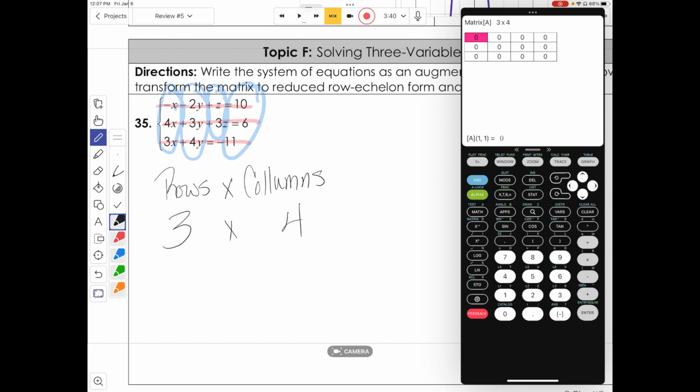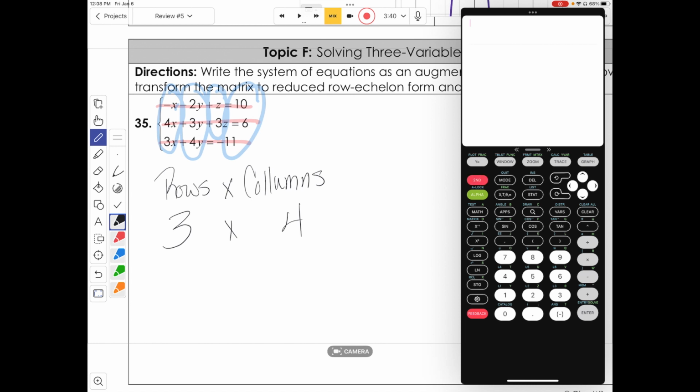So we're going to come in here and start filling it in with coefficients only. I look at my first row, the coefficients are -1, -2, 1, and then my final value is 10. My second row is 4, 3, 3, and my final value is 6. And my third row is 3, 4. I don't have a z value, so I need to keep it as 0, with my final total coming out to negative 11, so that everything on the right side of your equal sign is lined up in that last column. Make sure you click enter so that it's stored.